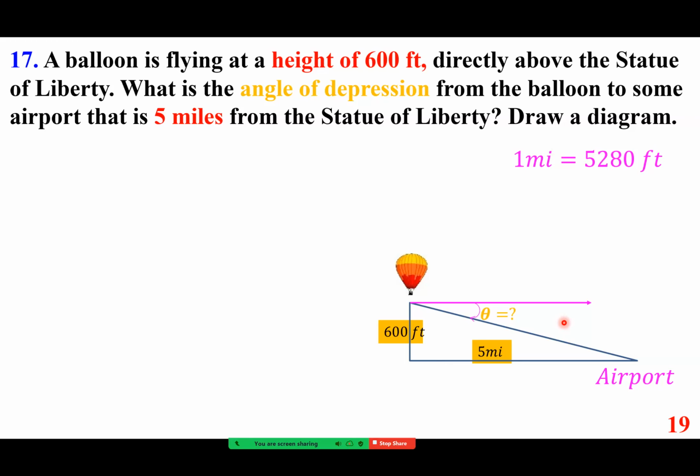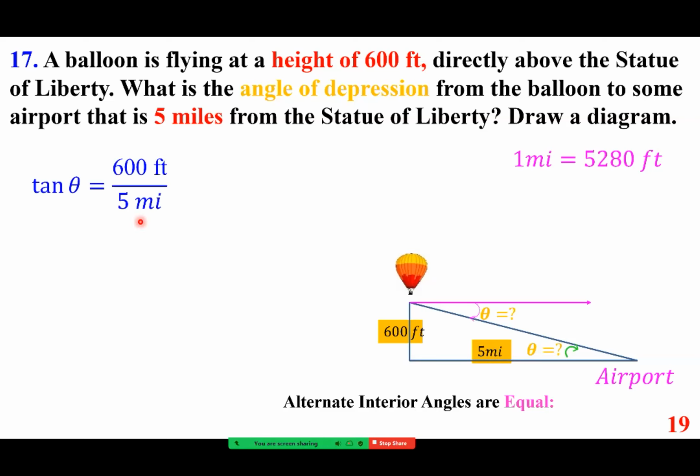Now, these two are equal. So if I can find this, it is the same as this one, because of what we just did on the previous page, the terminology is alternate interior angles. So these two angles, because these two lines are parallel, these two angles are identical. So if I find this, it is the same as this one. So how do I find this? If you look at this triangle, tan of theta is the opposite 600 feet over 5 miles.